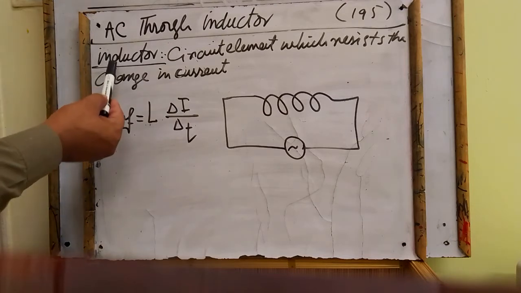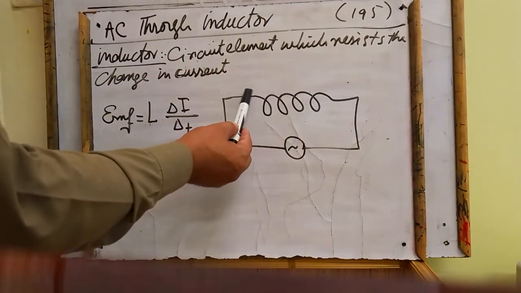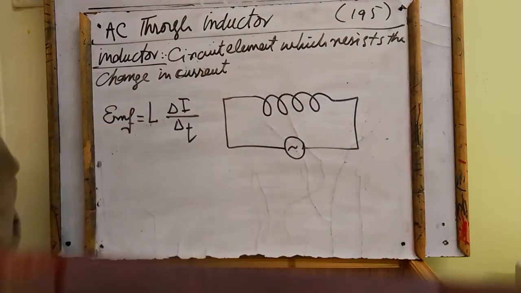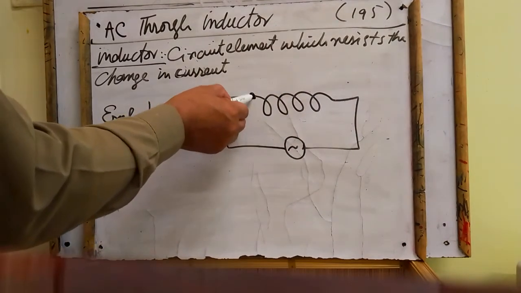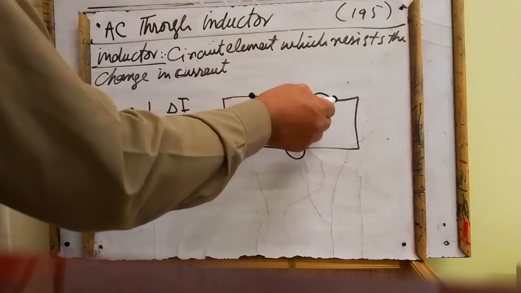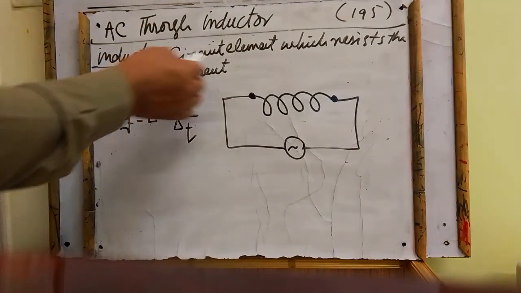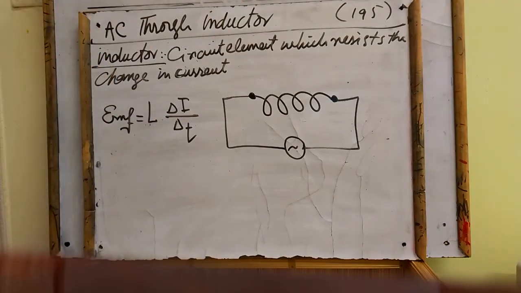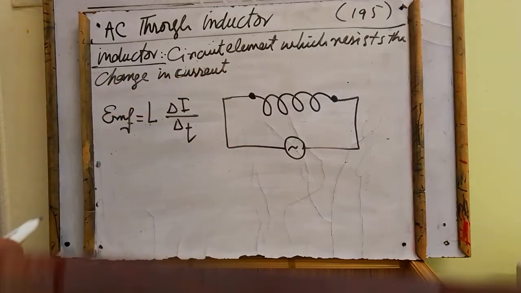What is an inductor? The circuit element has two terminals. One terminal is here, another is here. So this is terminal A, terminal B. A circuit element which resists the change in the current. What are the properties of the current and the voltage whenever they are passing through the inductor?